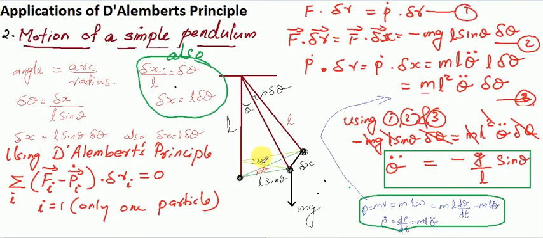As a second application of D'Alembert's principle, we can consider the motion of a simple pendulum. We know that a simple pendulum is a bob attached to an inextensible string and which is free to oscillate to and fro about a fixed position as shown in the figure. Let the simple pendulum be displaced by an angle theta, and let delta theta be a small displacement in the angle.